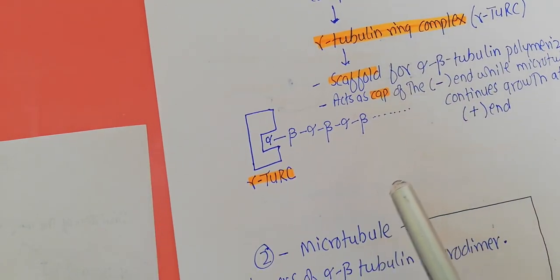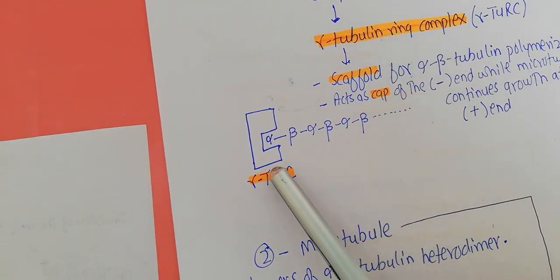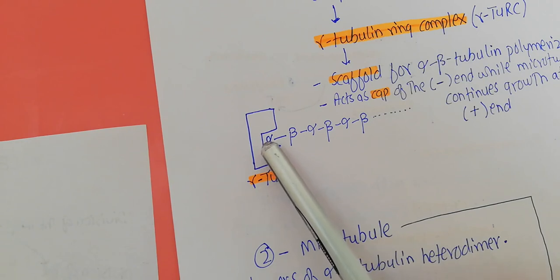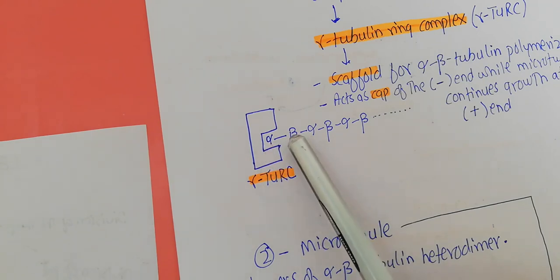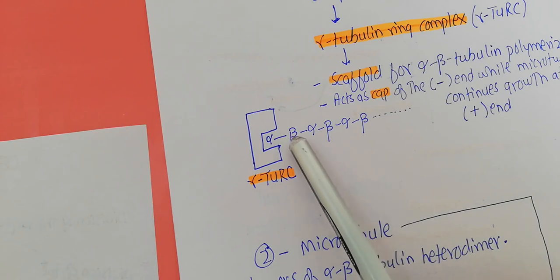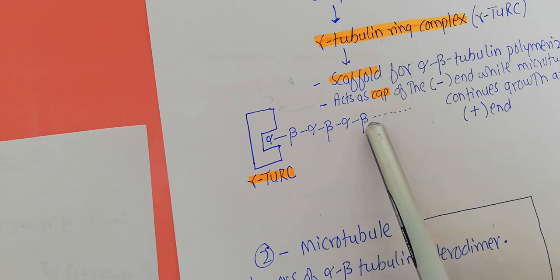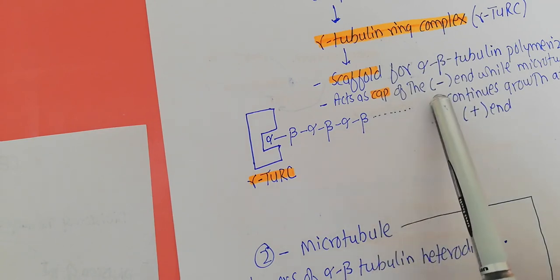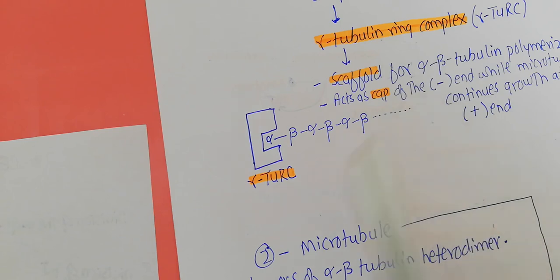If this is the gamma tubulin ring complex, you can see that the alpha subunit residing in the gamma tubulin ring complex provides structural stability, while the beta end is exposed for elongation and shrinkage. So this is one heterodimer, because the beta tubulin is going to combine with another heterodimer, and so on, to give you a long polymeric structure of the microtubule.